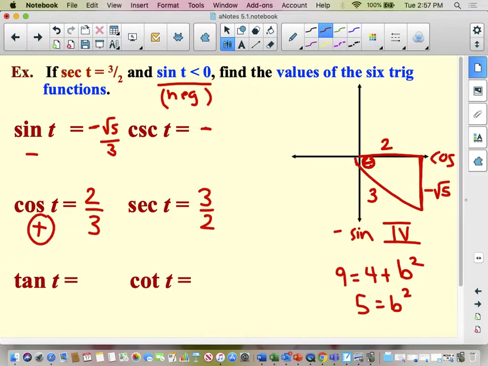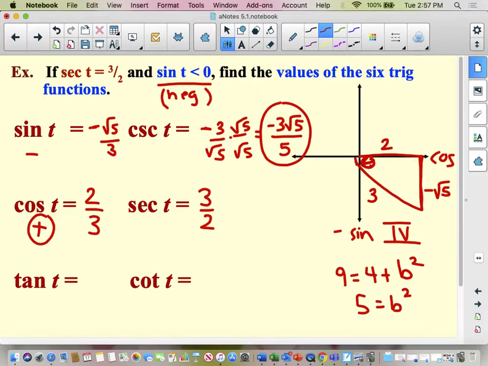I can just use this triangle for absolutely everything. Cosecant is the reciprocal of sine, so that's going to be negative 3 over the square root of 5. Then you have to rationalize that denominator. So multiply by root 5 over root 5. So that's negative 3 root 5 over 5. So a little bit of simplifying. Okay, go back to your triangle and find the tangent.